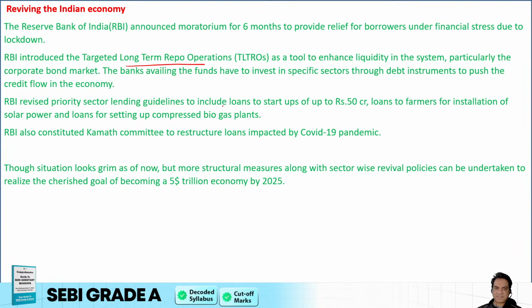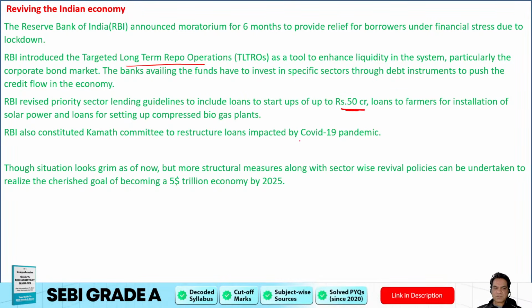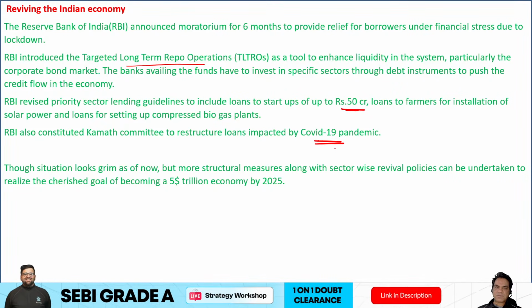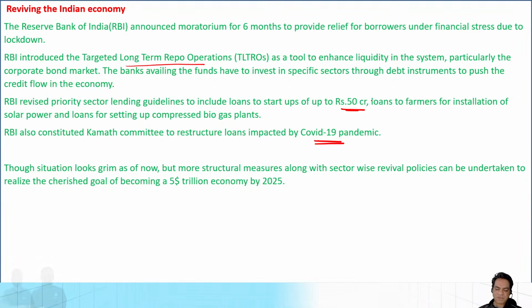RBI revised priority sector lending, right, loans up to rupees 50 crore, and RBI also constituted a committee to restructure loans impacted by COVID-19. So whenever you are presenting an essay, it should be presented in a very concrete and in a very well researched manner.